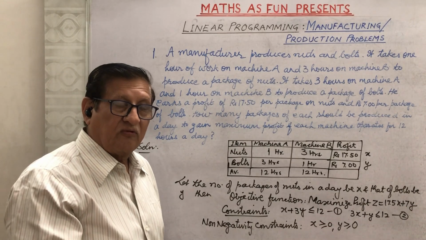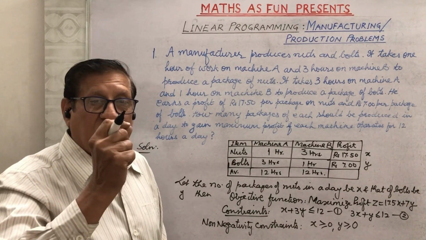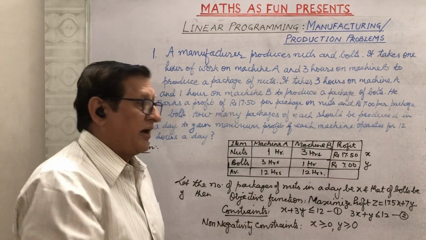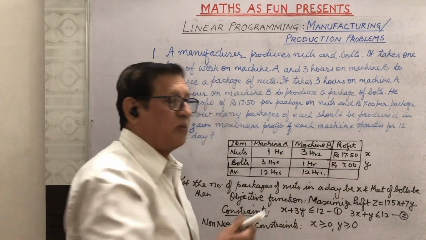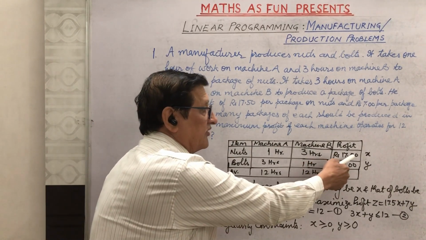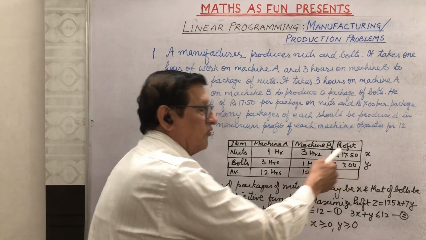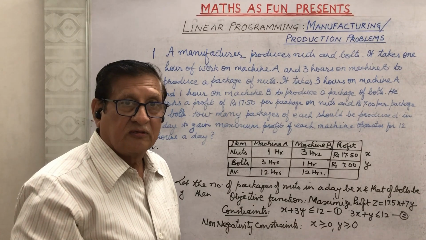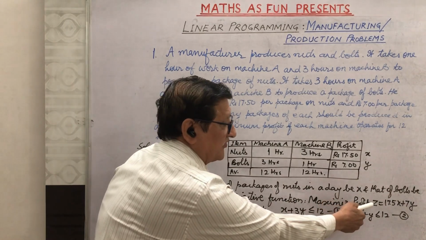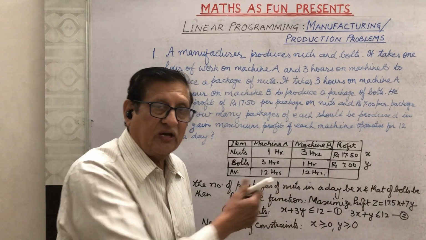So what will we do? What is our motto? The objective function, that is, to find the profit on the packages we are forming: x packages of nuts and y packages of bolts. So the total profit will be 17.50x rupees plus 7y rupees. That is the objective function. We write here: objective function, maximize profit Z equal to 17.5x plus 7y.